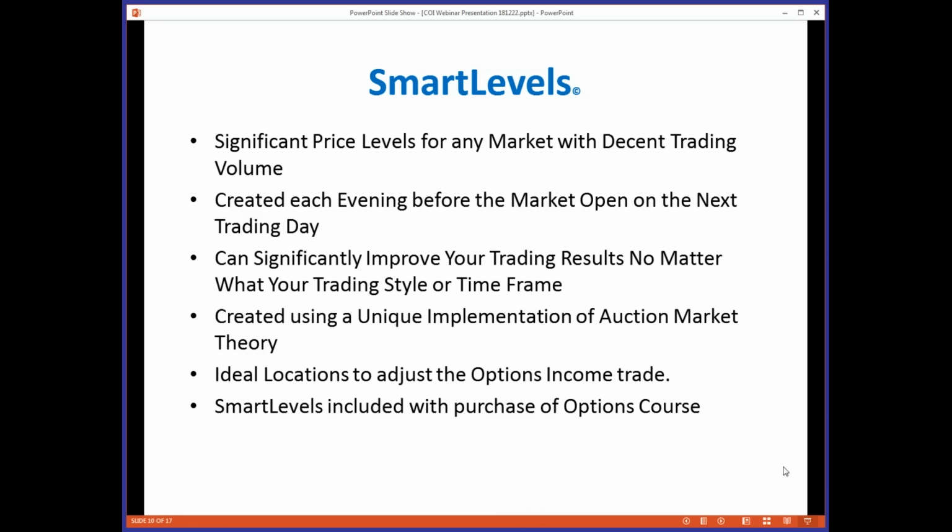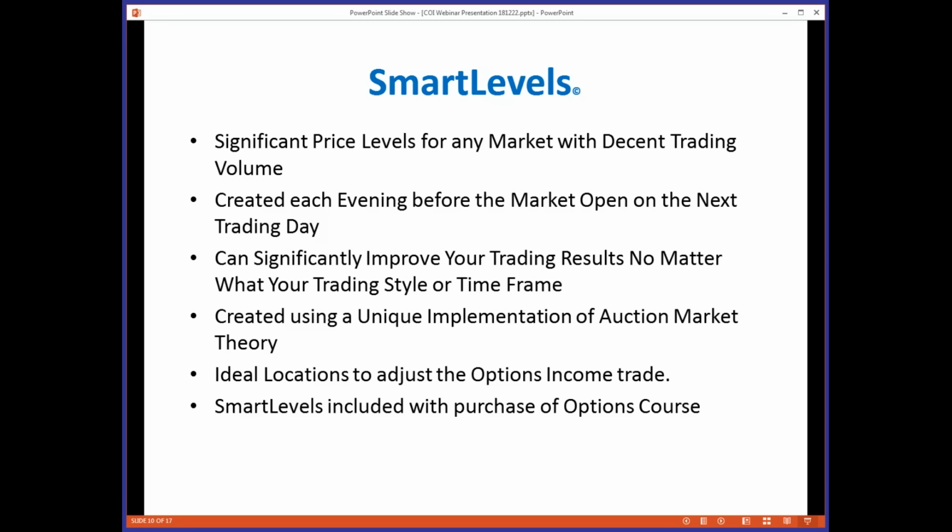So what are smart levels? Smart levels are basically those levels that we find above and below the auctions that we find. They're significant price levels for any market with decent trading volume. So if you have an actively traded market, you're going to be able to use the technique that I teach in the course to find these levels, and you're going to be able to trade any market you want. In fact, once you start doing this day in and day out, you're not going to want to trade a market without knowing where the smart levels are.